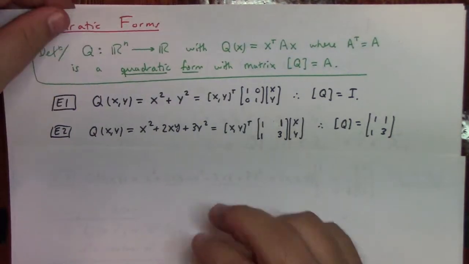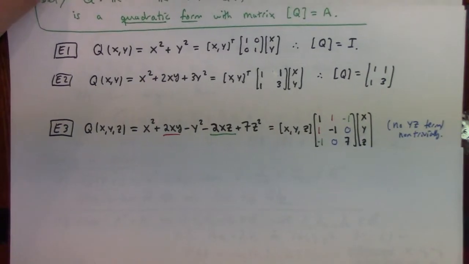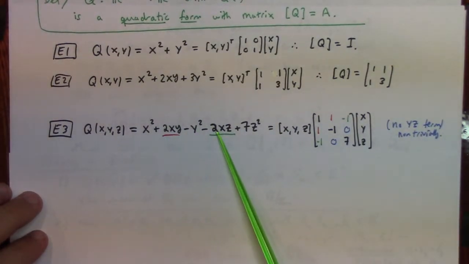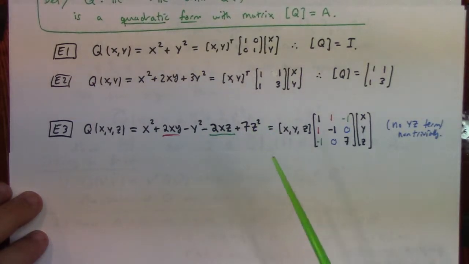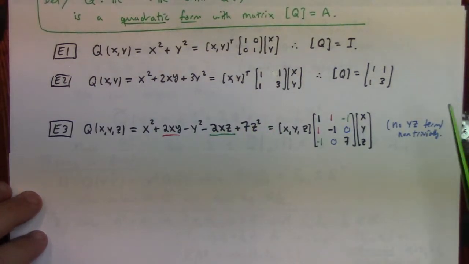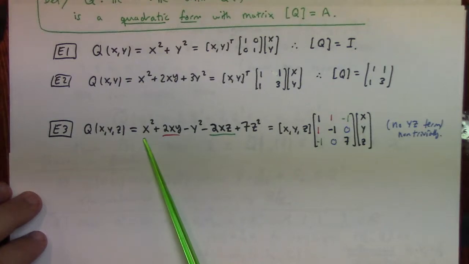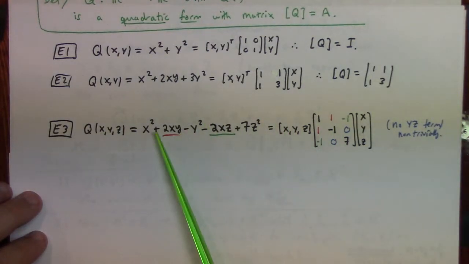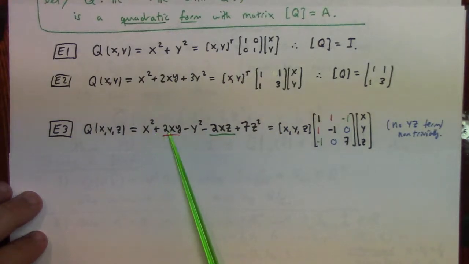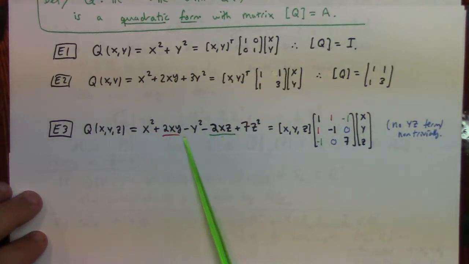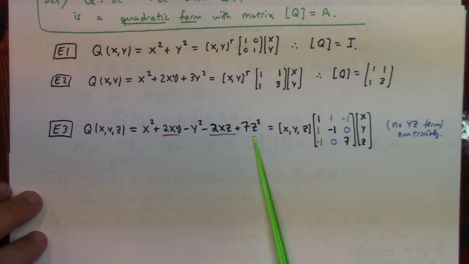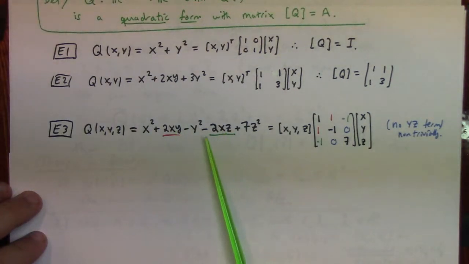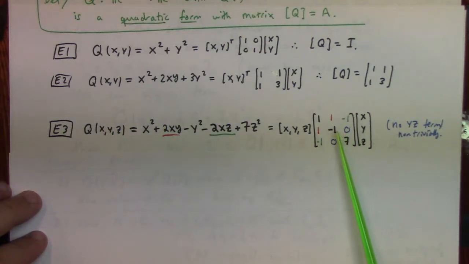Let's look at a little bit uglier example. x squared plus 2xy minus y squared minus 2xz plus 7z squared. So suppose you have this formula. That's a quadratic form. Basically, the quadratic form is a formula that just has second degree polynomials in however many variables you're looking at. Every term has degree 2. It's either formed from a square or from a product of two variables in the set. All right, it's a quadratic form.